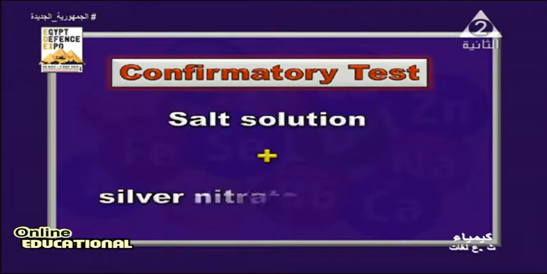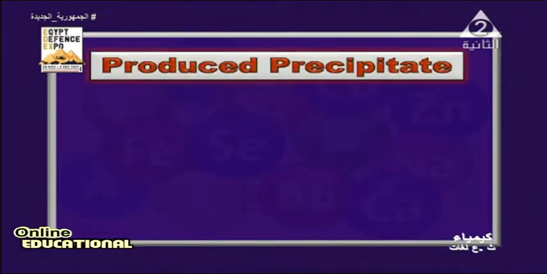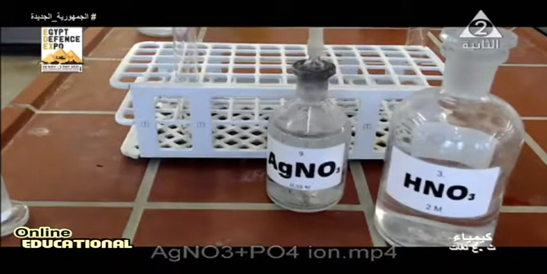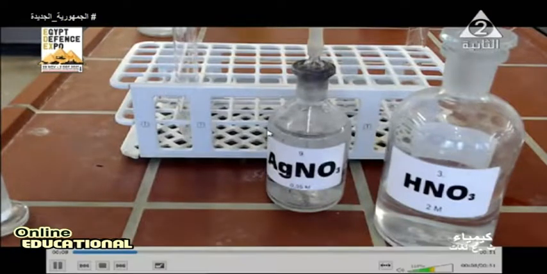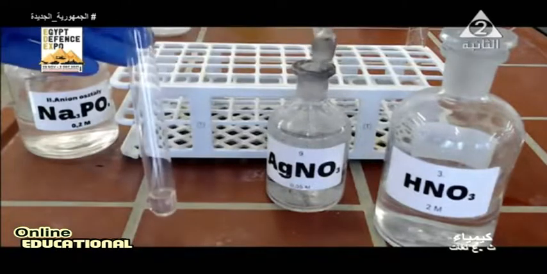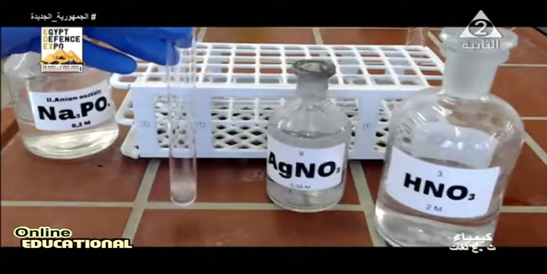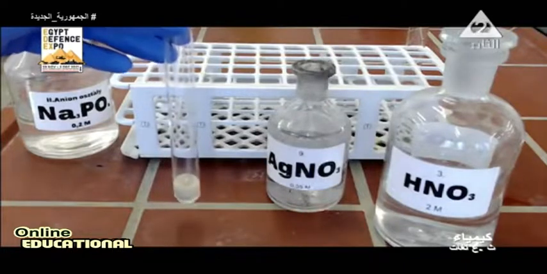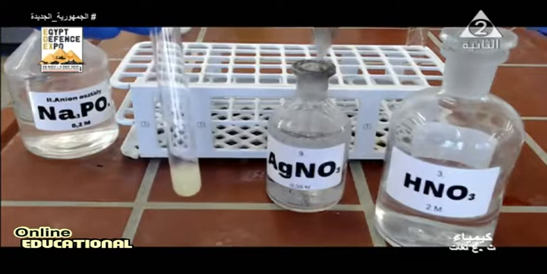The confirmatory test: the salt solution plus silver nitrate solution. The produced precipitate is yellow precipitate of silver phosphate, which is soluble in ammonia solution and in nitric acid, as the following animation shows. Here we use the salt solution and then add silver nitrate solution over it. What are you going to see? Here the yellow precipitate of silver phosphate.